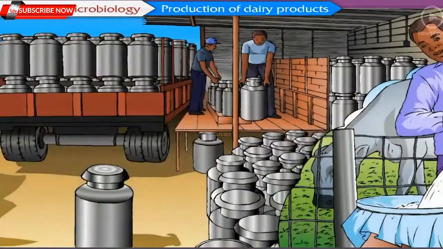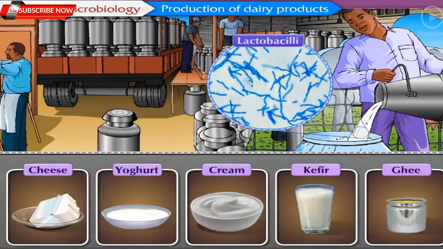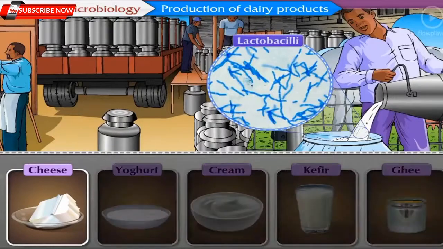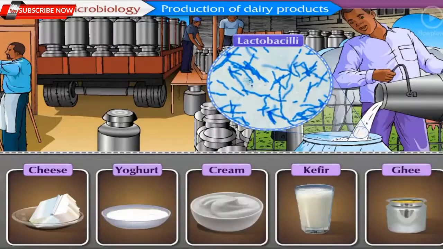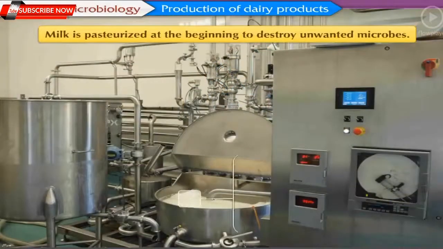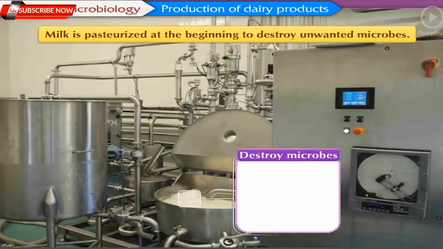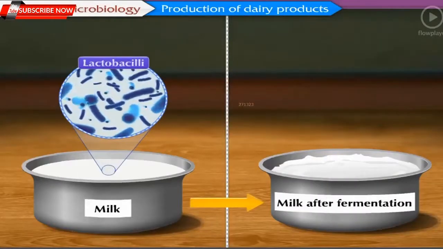For the production of most of the milk products, bacteria in milk itself is used. Only cheese is produced with the help of fungi. The basic process for the production of yogurt, cheese, and cream is the same. Milk is pasteurized at the beginning to destroy unwanted microbes. It is then fermented with the help of lactobacilli.